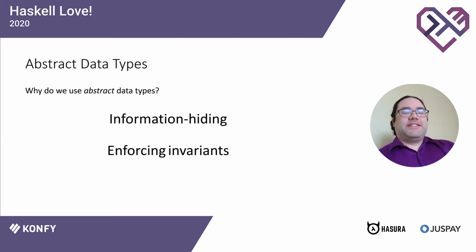And the other main reason we use abstract data types is enforcing invariance. We want to make sure that if we have a set and it's represented, say, with a list of values, that list doesn't have duplicates. Maybe that list is sorted, and we want to ensure that that invariant is always held, and then we can exploit that invariant in our implementation.